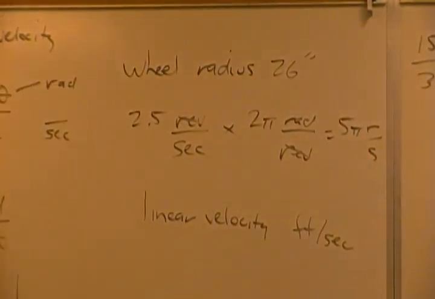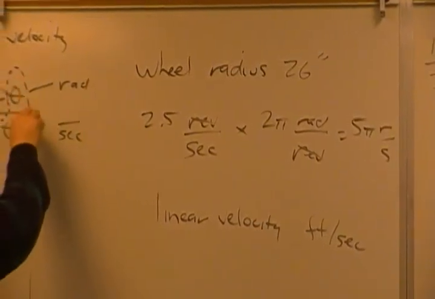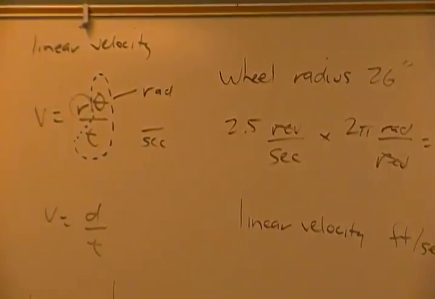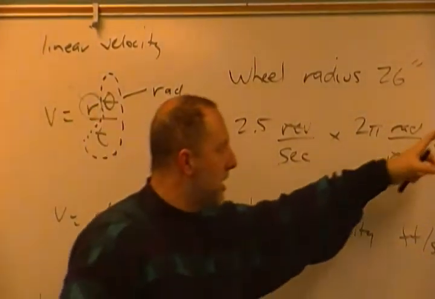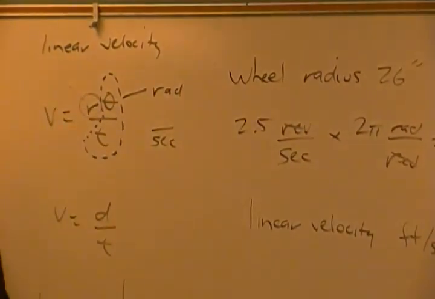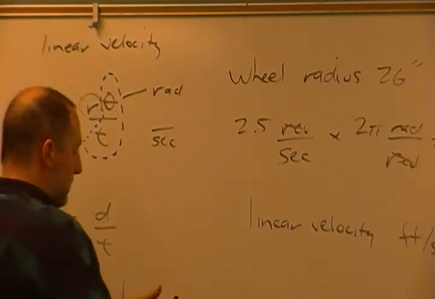Okay, so now I've got radians per second. That's convenient because that's my angular velocity, and that's this part of the formula right here. Do you see that? I have just figured out the angular velocity, and when I look at the linear velocity formula, this part is this part here. Now what do I need to multiply by? Radius. How big is the radius? 26 inches.